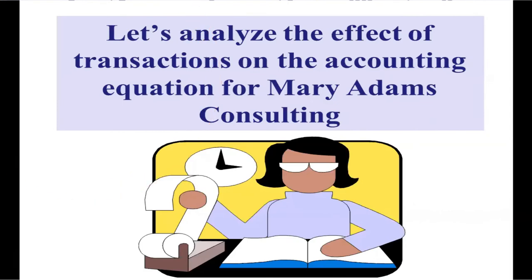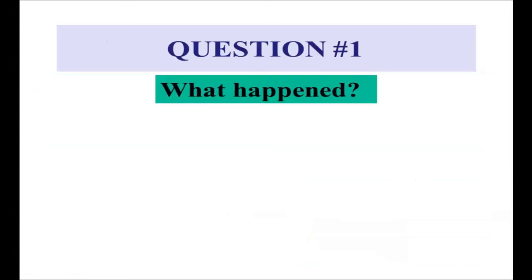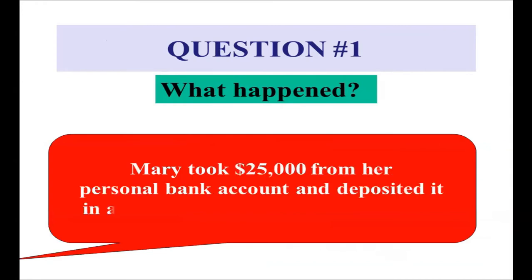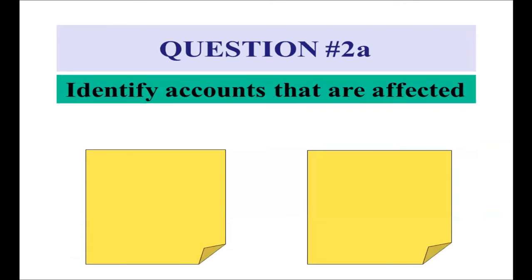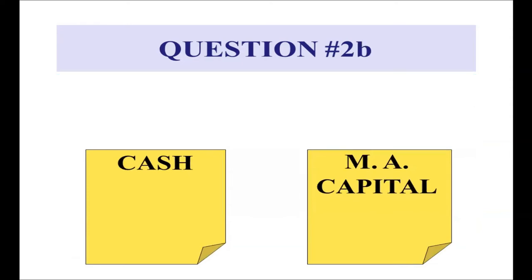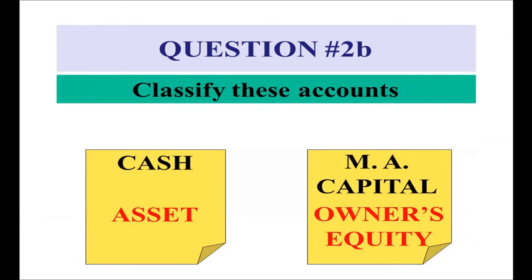So let's try to analyze a transaction on the accounting equation for the Mary Adams Consulting business. For example, the first problem is: Mary Adams, the owner of the business, invested $25,000 in the business. So the first question, what happened? Mary took $25,000 from her personal bank and deposited it in a new account in the business name. That's what happened. Question number 2, you need to identify the accounts that are affected. We have cash and we have Mary Adams capital. Then we need to classify these accounts. Cash is a type of asset, and Mary Adams capital is a type of owner's equity.